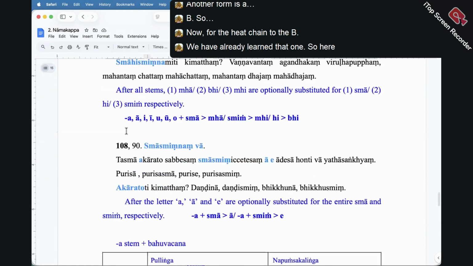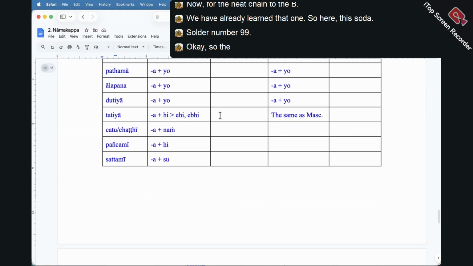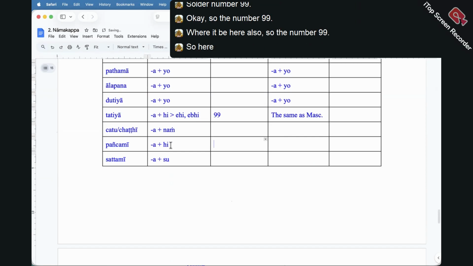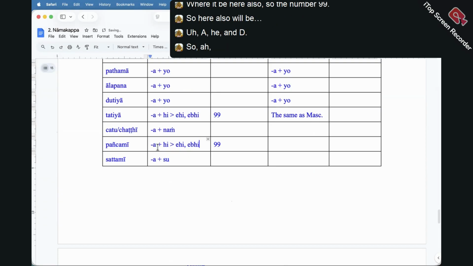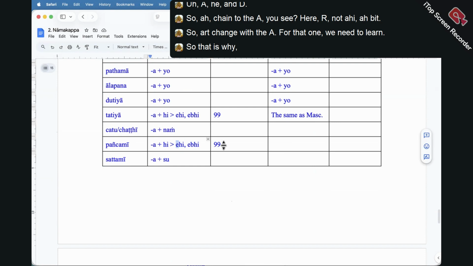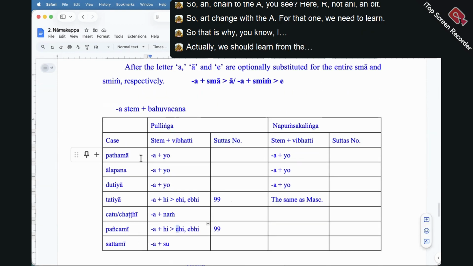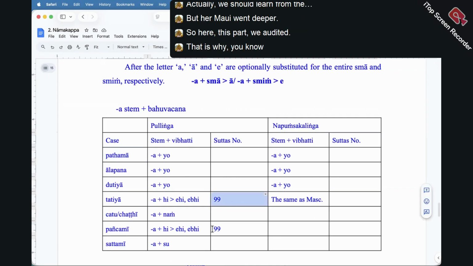So here, this is sutta number 99. Here also it will be sutta number 99. So here also there will be a he and the a b. But this one changes to the a. You see, here not he b, but change to the a. For that one we need to learn. That is why actually we should learn from the Patama Vibhati. But this part we already know. Okay, now start from this one.